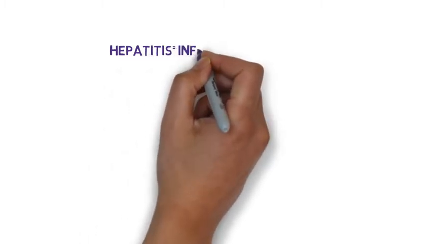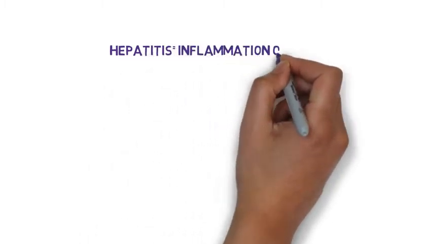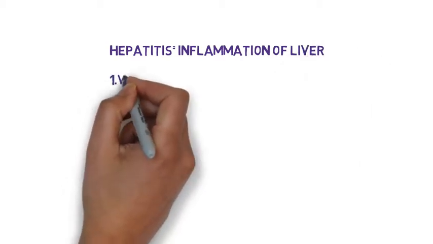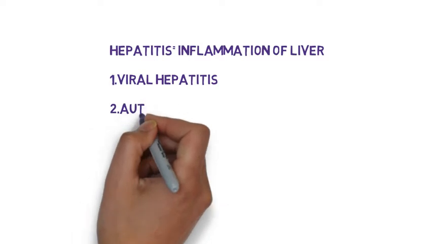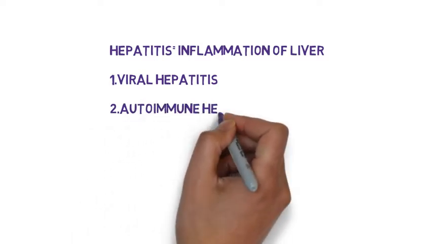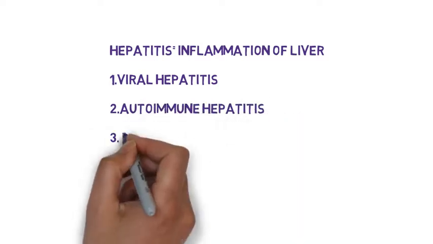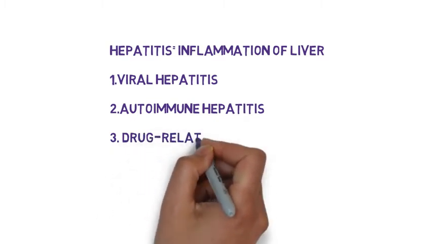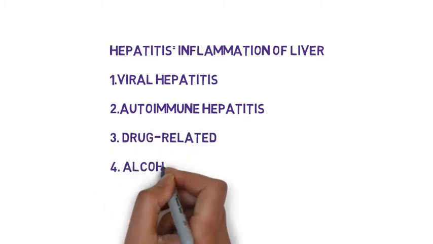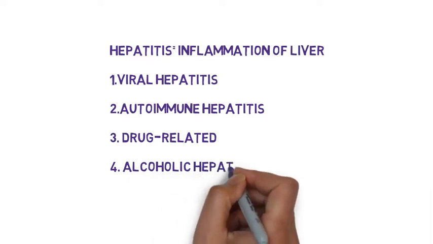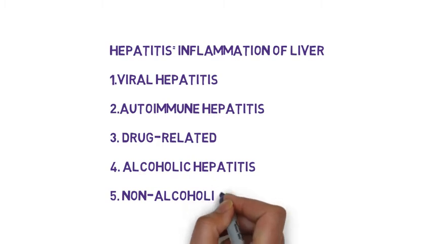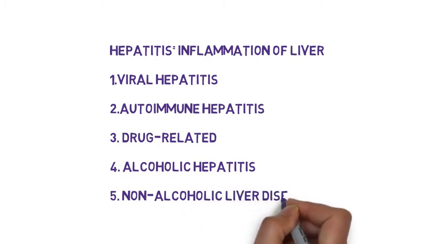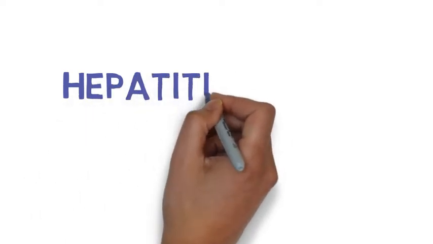Hepatitis in simple terms is inflammation of the liver. It has a multitude of causes, including viral hepatitis, autoimmune hepatitis, drug-related hepatitis, alcoholic hepatitis, and non-alcoholic liver disease. The hepatitis viruses include A, B, C, D, and E.